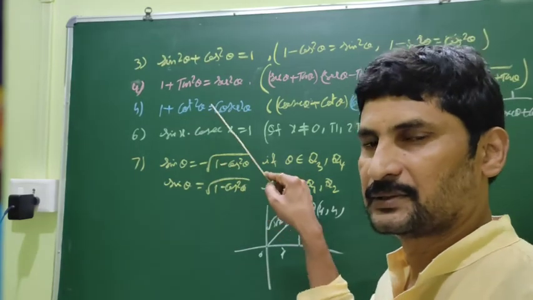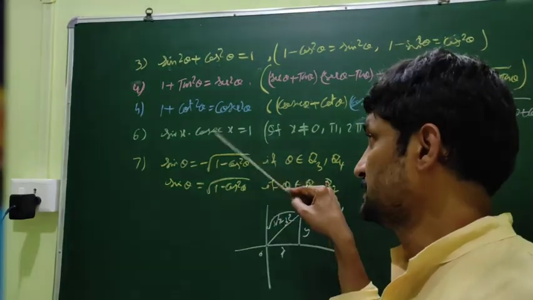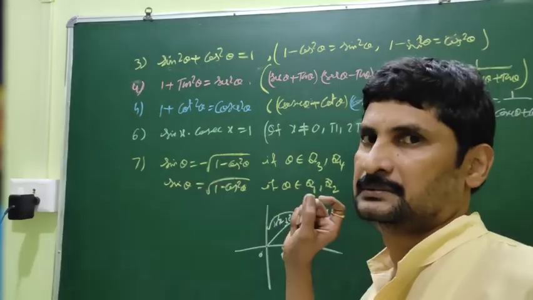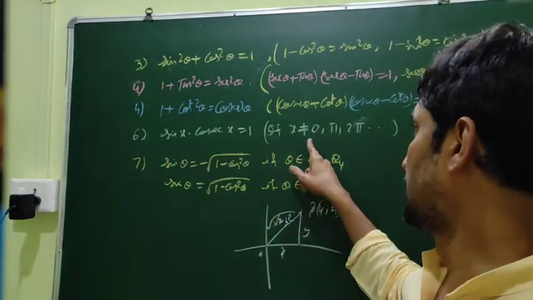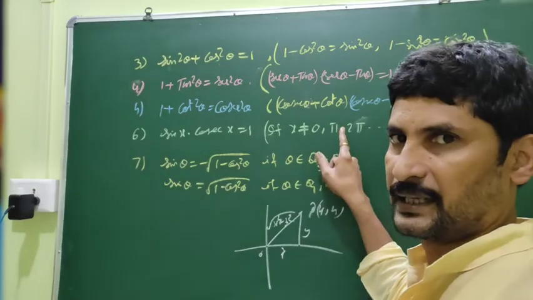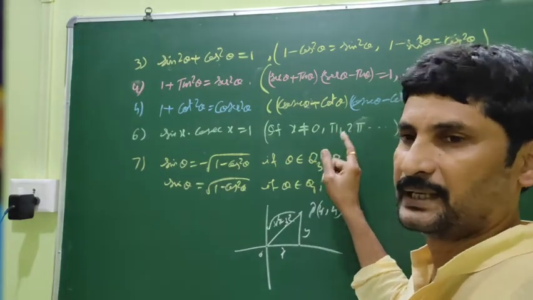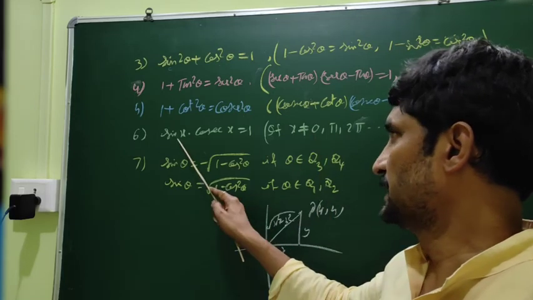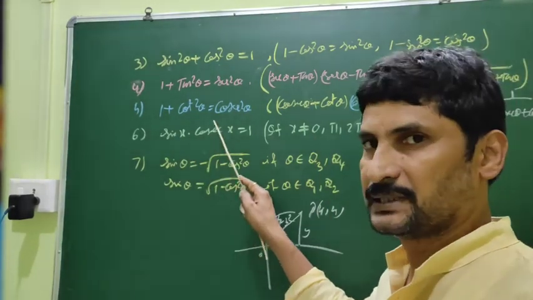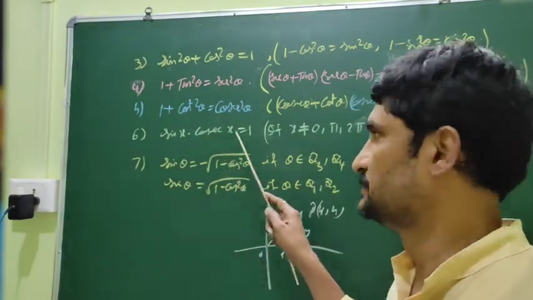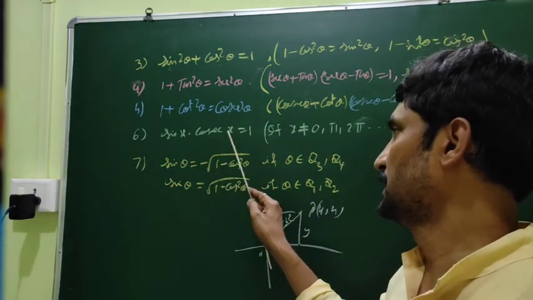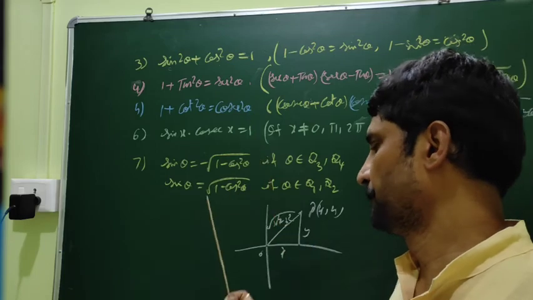But sin x into cosecant x: cosecant x is nothing but 1 by sin x. Now cancel, it is 1. But x is not equal to 0 degrees, and x is not equal to pi radians and 2 pi radians. If it is 0, sin 0 is 0, cosecant 0 is 1 by 0, not defined. So sin x into cosec x cancel, if both are defined, then it is 1.